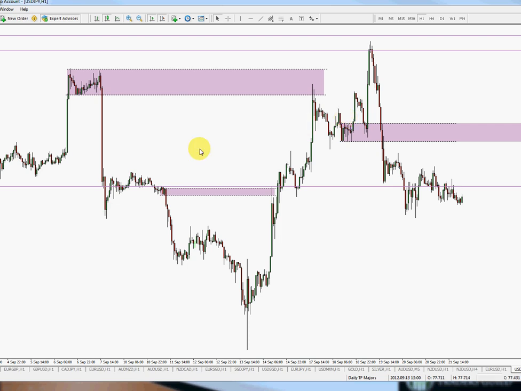Okay, but does it mean it's not tradable? Definitely not. It doesn't mean it's not tradable. It doesn't mean these zones aren't tradable. But in terms of looking at the obvious zones, this one would just about qualify.